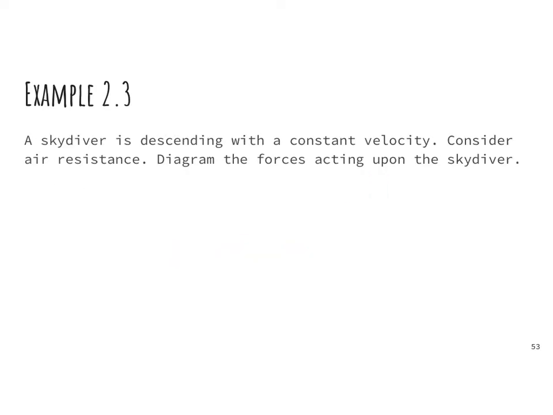All right, another example. Now we have a skydiver descending with constant velocity. And it also follows it up by saying consider air resistance. So if I think about that, a skydiver has to have a weight force acting on them because gravity is pulling them down. And in this case, if I am considering air resistance, which I have to if I know that we're in free fall but with constant velocity, that means that there's a drag force pushing back up on me. I'm going to simplify this one and skip my coordinate system. My weight is going straight down. My drag force is going straight up.